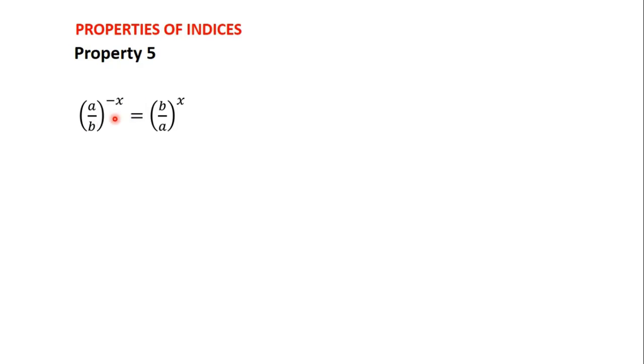When you have this, what you do is that you reciprocate the fraction. So the numerator becomes the denominator and the denominator becomes the numerator. And when you do that, the negative here changes to positive. So a divided by b exponent minus x is equal to b divided by a exponent x.